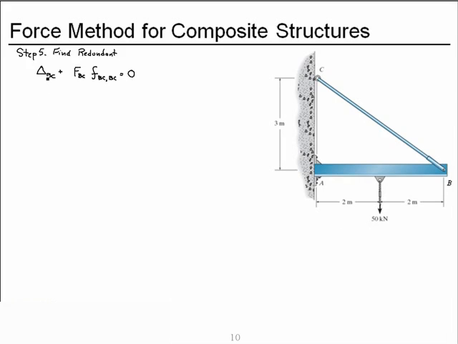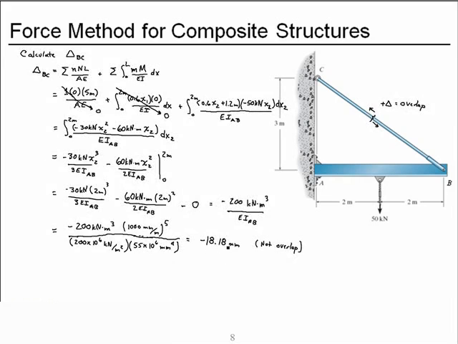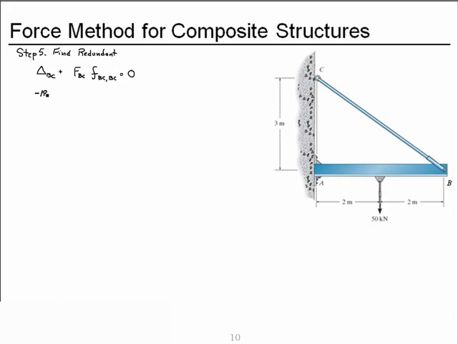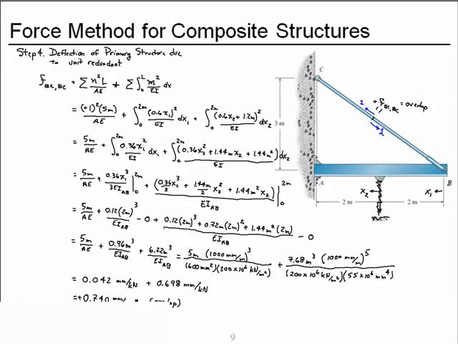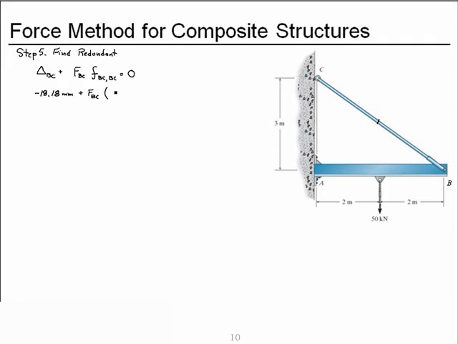And we had found delta BC to be a negative 18.18 millimeters due to the applied 50 kilonewton concentrated force on the beam acting on the primary structure, to which we add our unknown force in member BC times the flexibility coefficient, which we found to be 0.74 millimeters per kilonewton. And those two have to add up to 0.